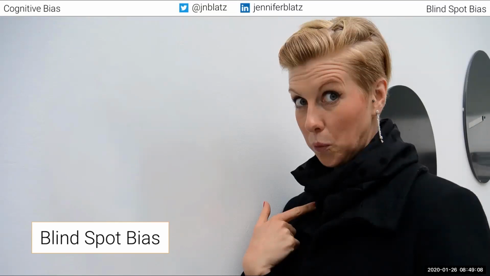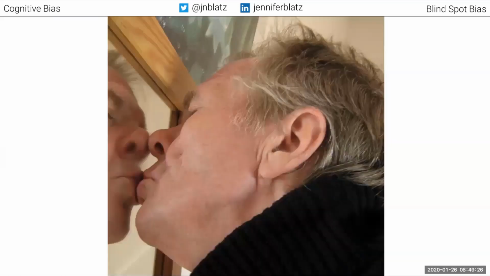Well, blind spot bias happens when we see ourselves as less biased than others. We're also displaying blind spot bias when we eagerly point out the cognitive biases in other people, rather than acknowledging them in ourselves. The key thing to know here about blind spot bias is that everyone is affected by it. Sure, people are motivated to view themselves in a positive light. It's natural, but we're no better than anybody else.